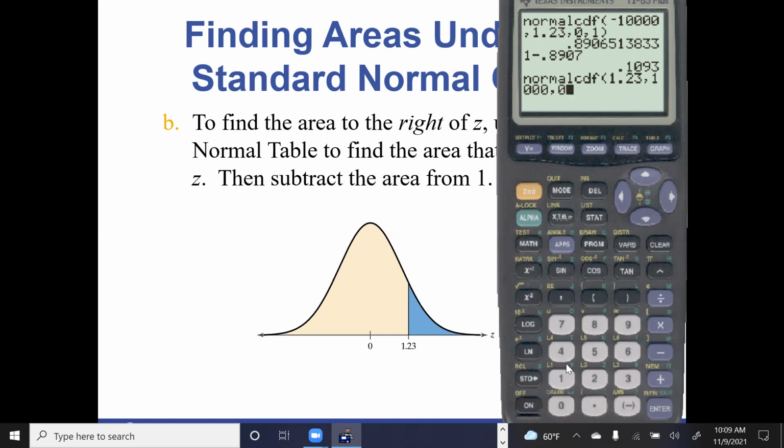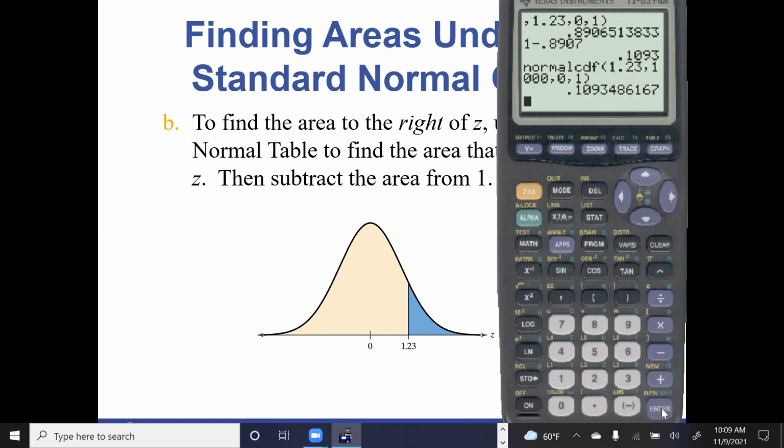Okay, our middle is 0. Our standard deviation is 1, and click on that. We better get the same answer that we got earlier. Is that the same answer? Yeah, 0.1093, right? Because it has a 49 after that. So that's cool.